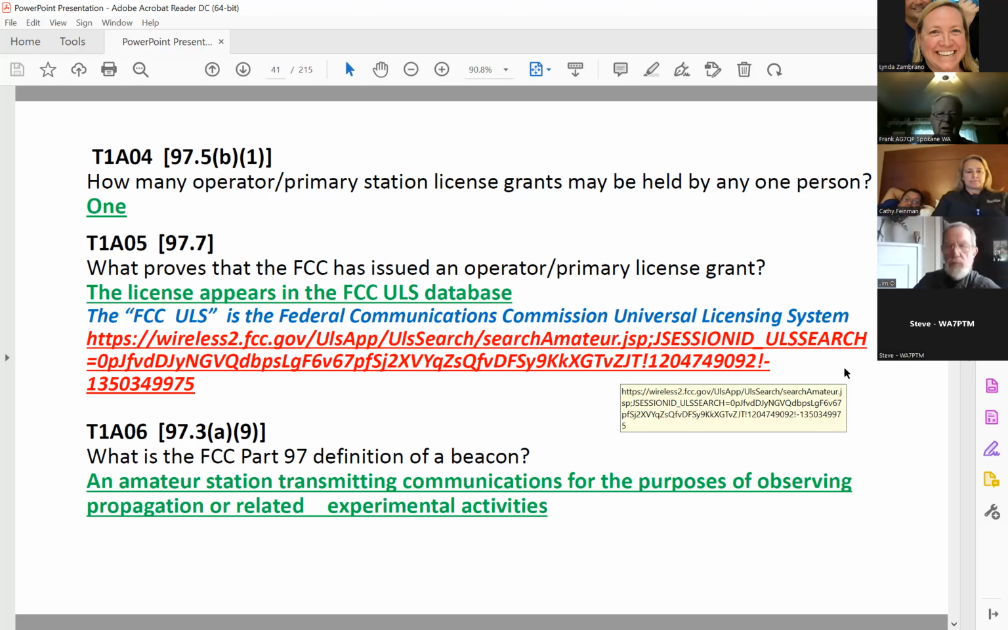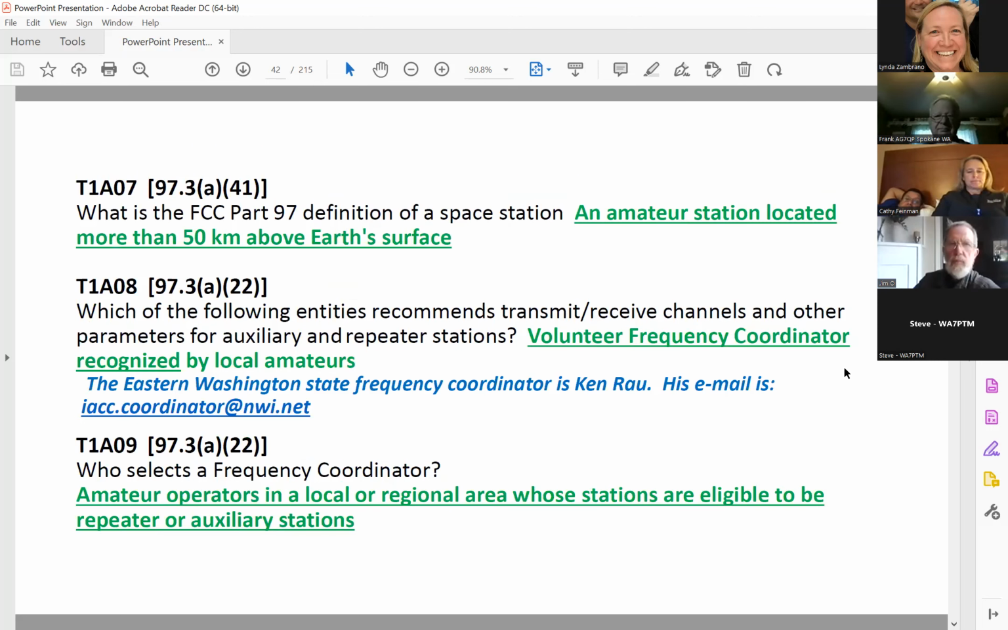Okay, Part 97, definition of a space station: an amateur station located more than 50 kilometers above Earth's surface. That's not quite high enough to get your astronaut wings, because I think that has to be 70 kilometers above the Earth's surface. Usually those are satellites. The International Space Station is another one.